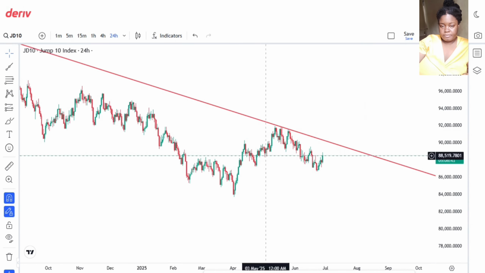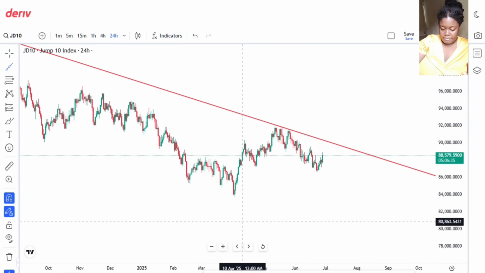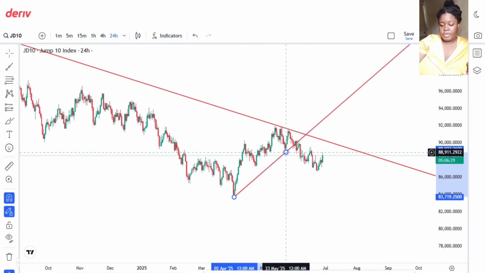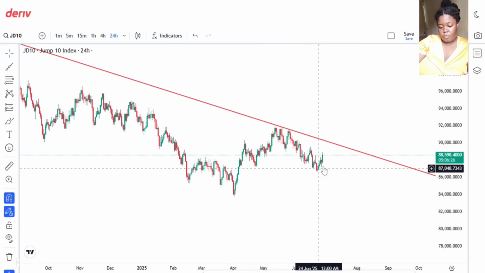Okay, so the market is currently moving downwards. It's already made its push to the upside there. Now it's trending downwards in line with the original trend of the market.